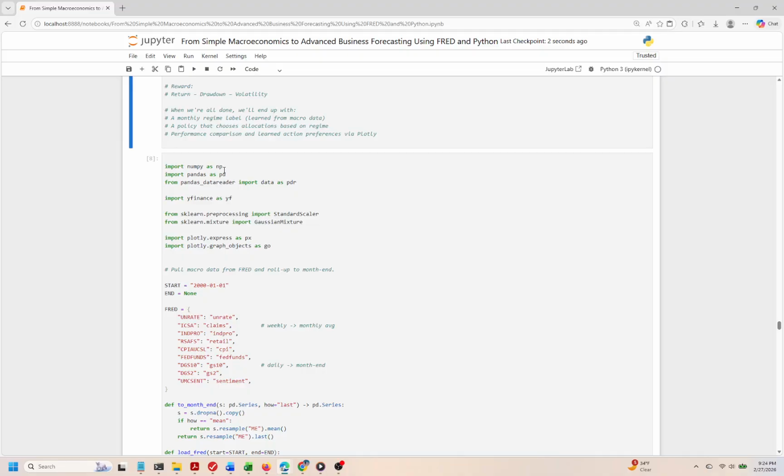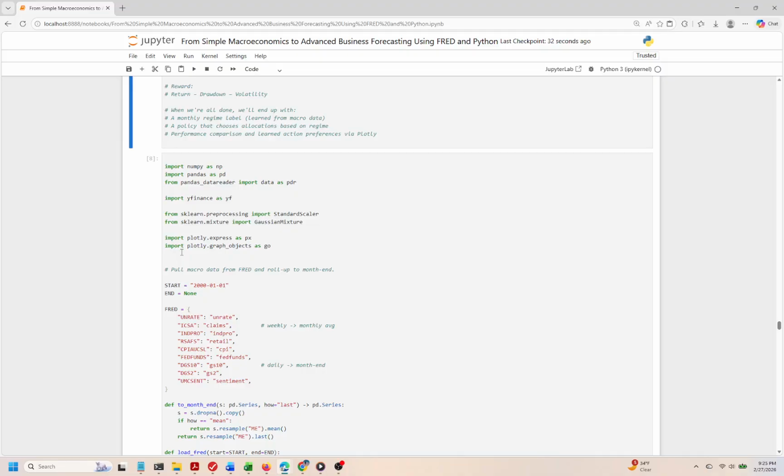Cell 21. In this cell, we're harnessing the power of various economic indicators by pulling macroeconomic data from the Federal Reserve Economic Data, also known as FRED. This data is crucial for analysis because it provides insights into various aspects of the economy, such as unemployment, inflation, and consumer sentiment, which help us understand broader economic trends.